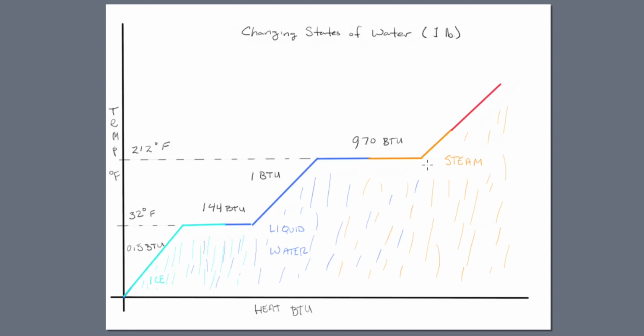Once the very last drop of water is converted into steam, this situation is much like ice, again requiring only a half a BTU to increase the temperature of a pound of steam 1 degree Fahrenheit. It's important to note that this process works in reverse as well.